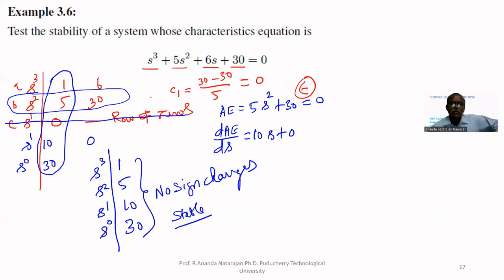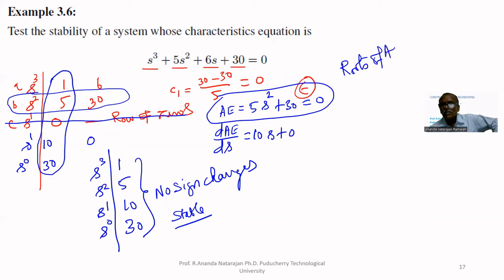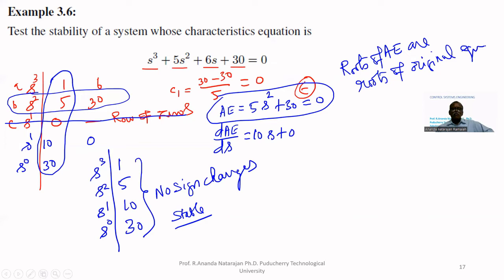So here we have to consider the auxiliary equation. The roots of the auxiliary equation are roots of the original equation. What is the original equation? S cube plus 5s square plus 6s plus 30. Therefore, the auxiliary equation roots are roots of the original equation.